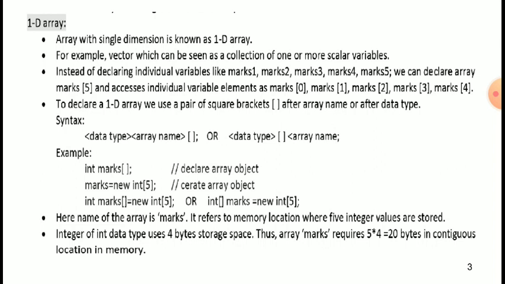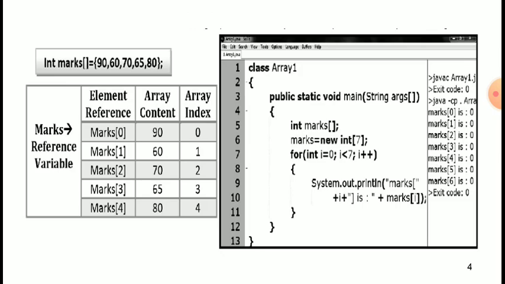Here the name of the array is marks. If we refer to the memory location where 5 integer values are stored, an int, that is a data type, uses 4 bytes of storage space. Thus the array marks requires 5 into 4 equals 20 bytes in contiguous locations in memory.